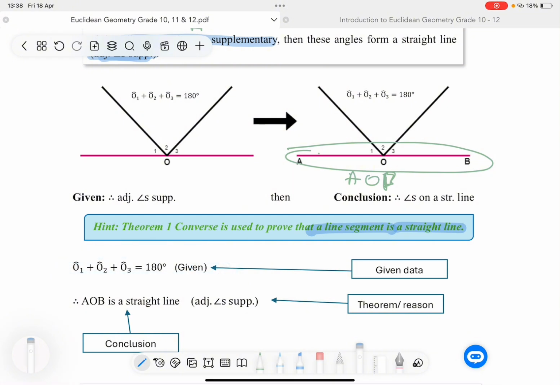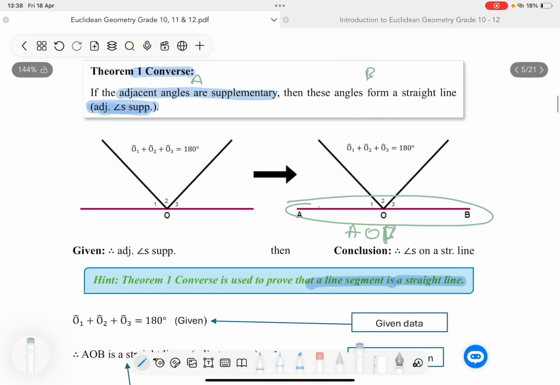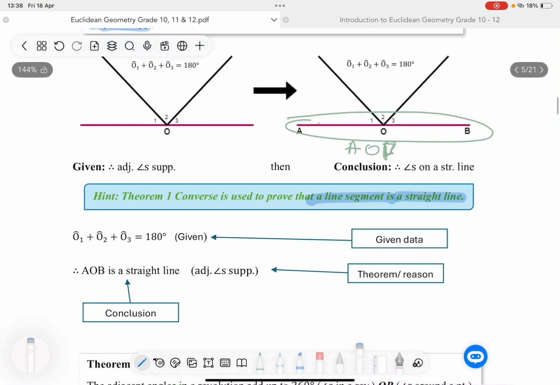Now, if angles are like that, we can come up with a conclusion to say the line AOB must be a straight line. But then we have to provide a reason to say, why are we saying it must be a straight line? Well, because we applied the theorem that says if adjacent angles are supplementary, then they form a straight line. So that's the theorem that helps us make this conclusion that that line is a straight line. That is what we call the reason: we are applying the theorem that we make conclusions from.